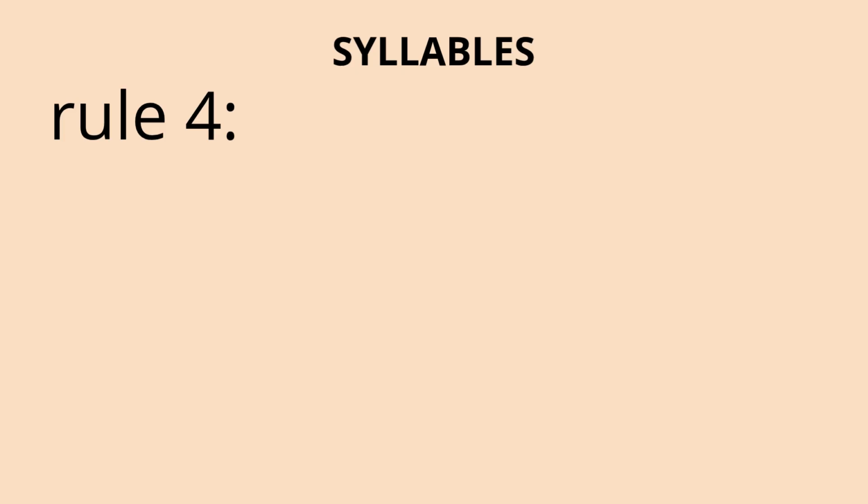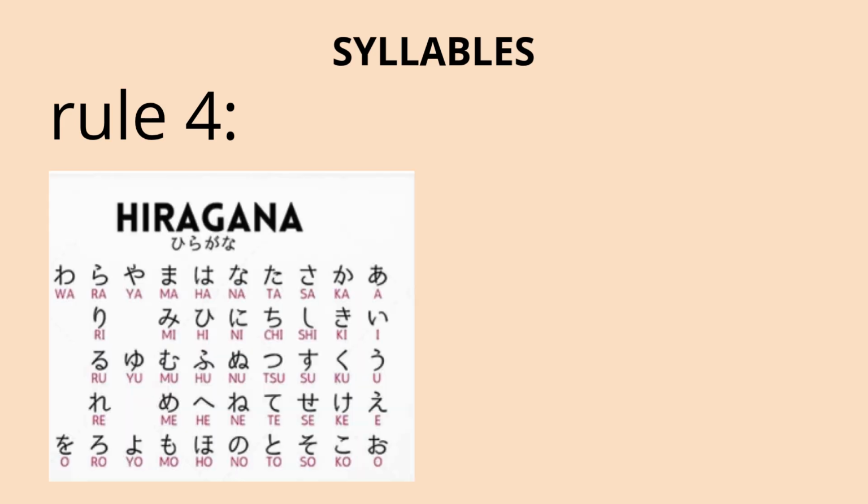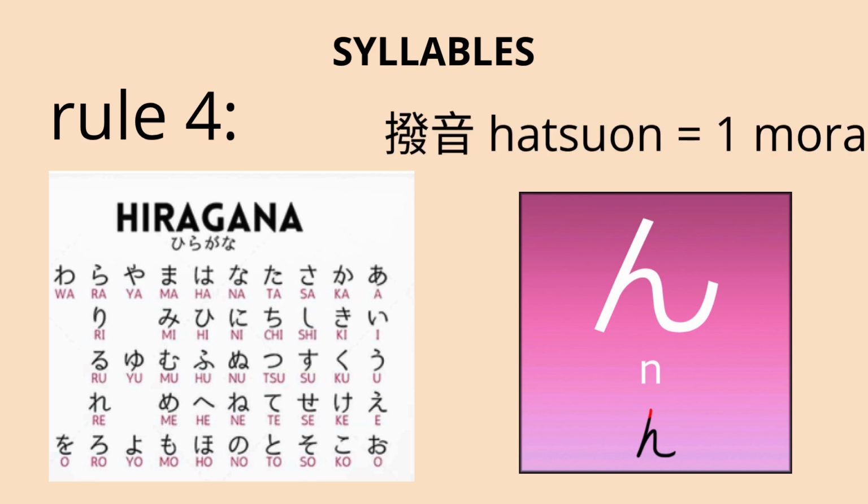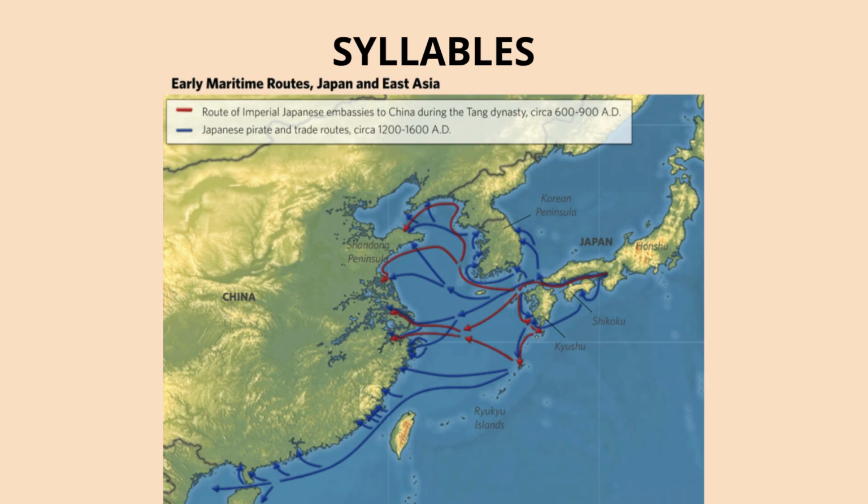And finally, in modern Japanese there is a special sound. As you know, all letters in the kana system represent syllables composed of one consonant followed by a vowel. But there is also the ng sound called hatsuon, which represents only the consonant ng. And this lonely consonant also counts as one mora. So in hatsuon it's ha, tsu, o, ng. There are four moras.